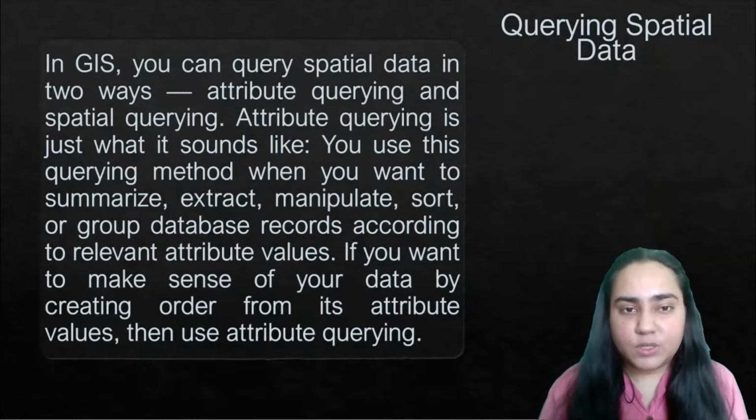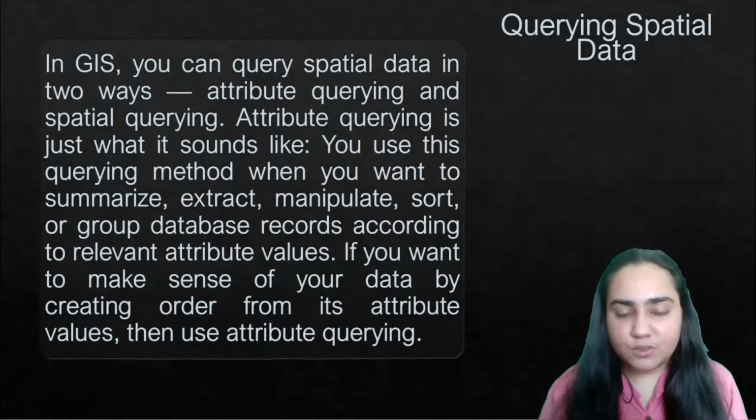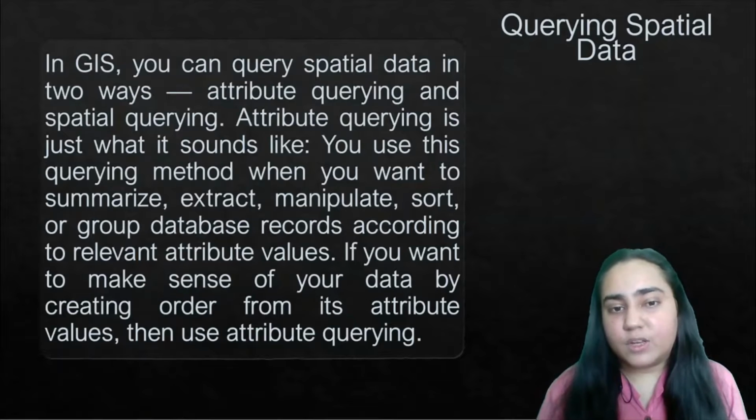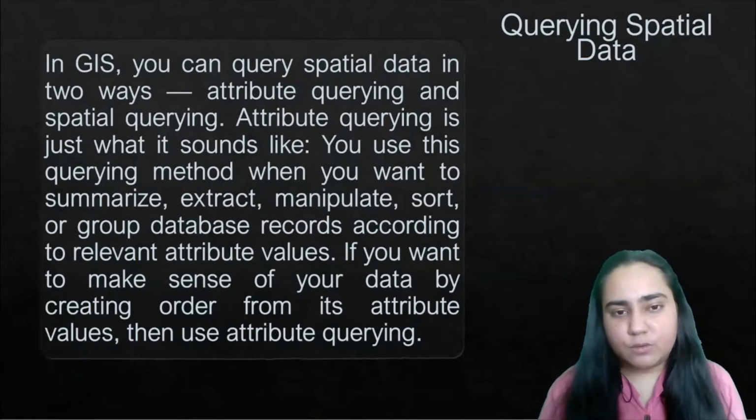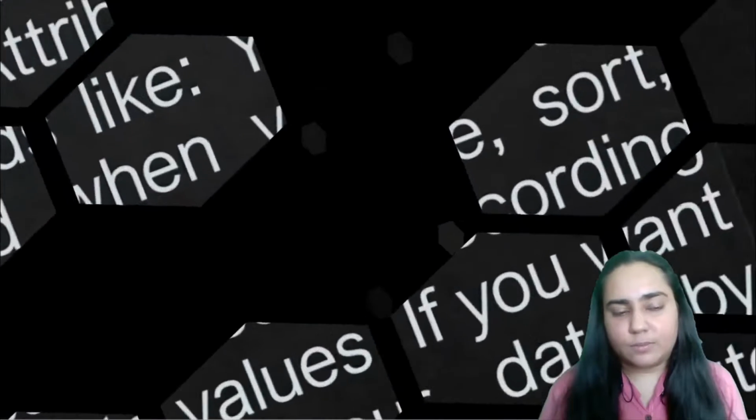Attribute querying is just what it sounds like. You use this querying method when you want to summarize, extract, manipulate, sort, or group database records according to relevant attribute values. For example, you just want to find areas located in a particular region, so you're just sorting or grouping data based on their latitude and longitude values available in the data set. If you want to make sense of your data by creating order from its attribute values, then you would use attribute querying.